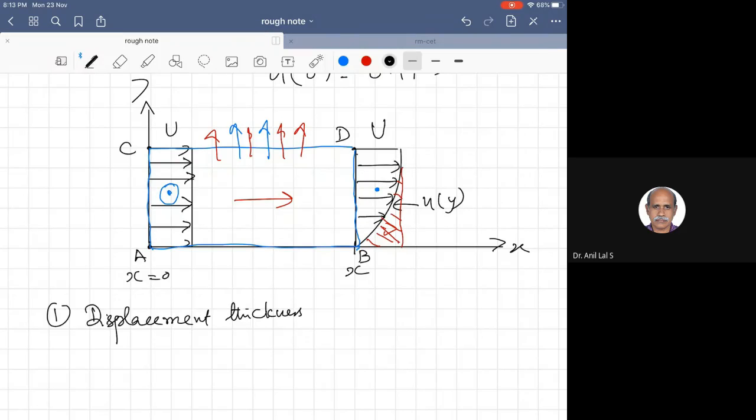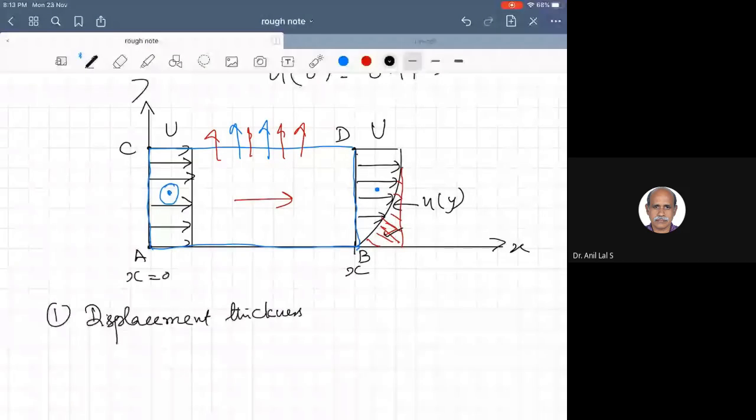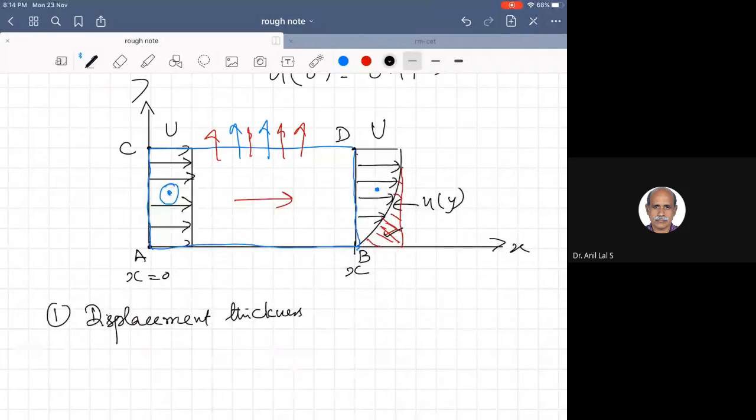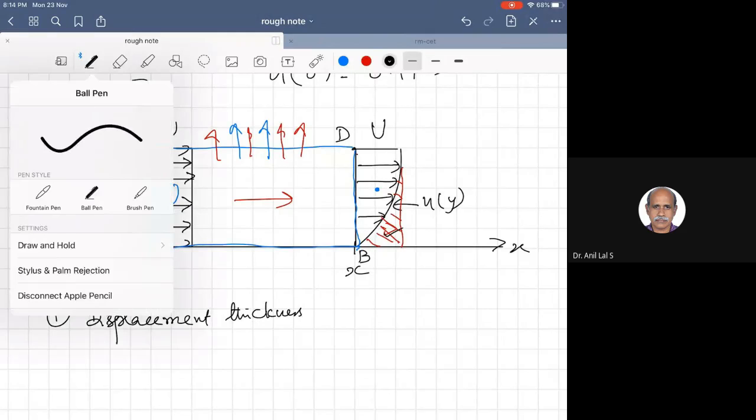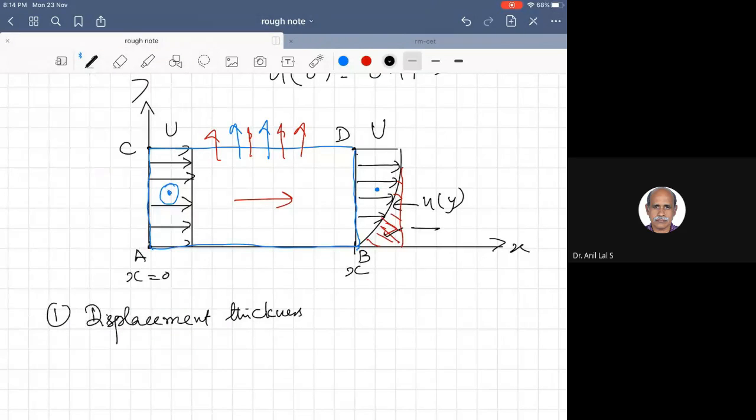So what is the loss of mass flow rate? That is this area we calculated. The area changes with y. So for calculating the area, what we do is we take a small strip at a certain y, a small strip like this, of small height.